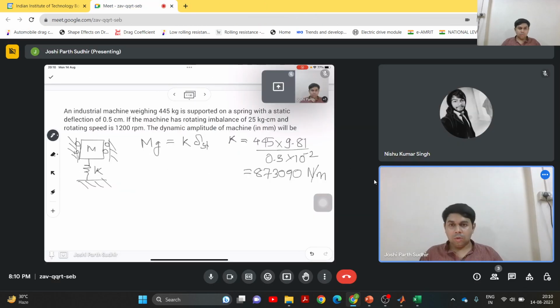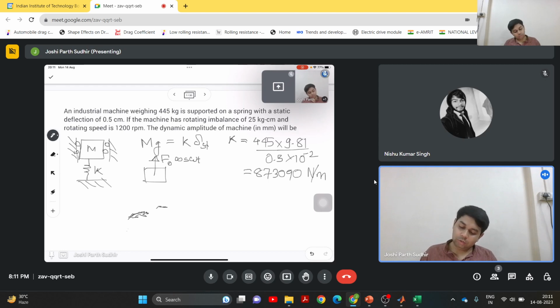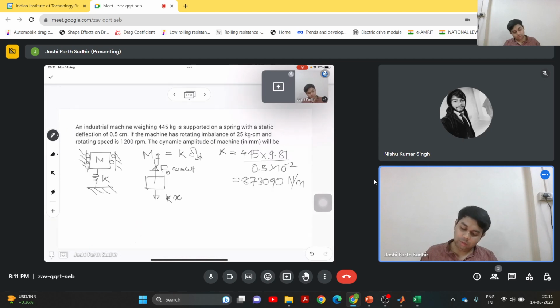So now we can find out the free body diagram for this. Because of the rotating imbalance, it is subjected to some force. So let us say F naught cos omega t, and it is also subjected to a spring force. Let us say Kx, where x is basically the displacement of the mass with respect to its equilibrium position.